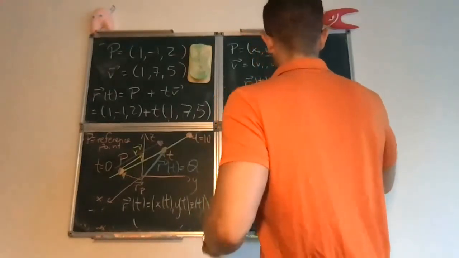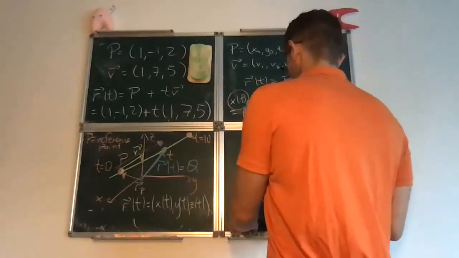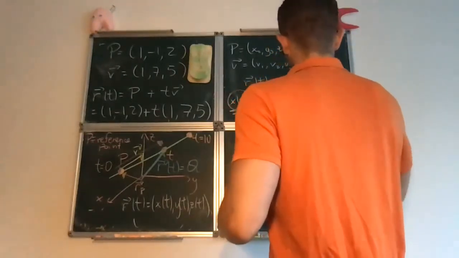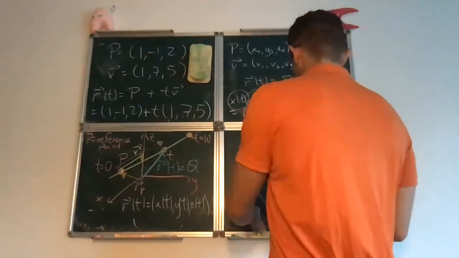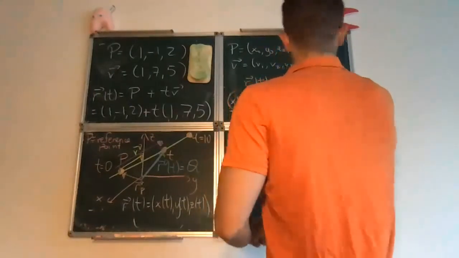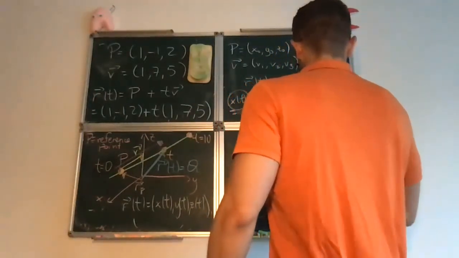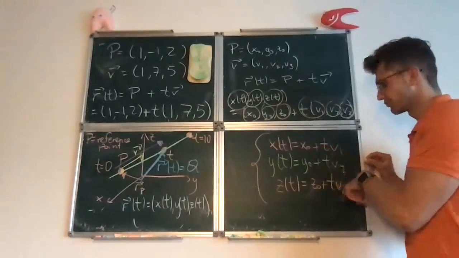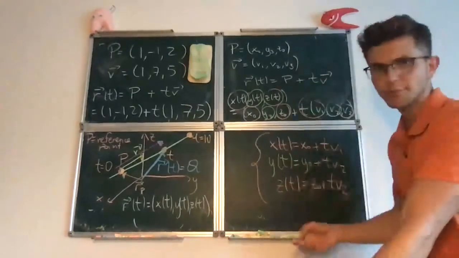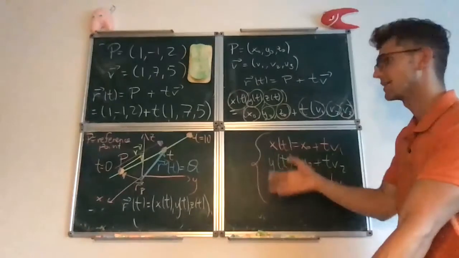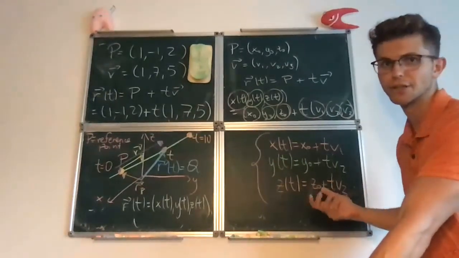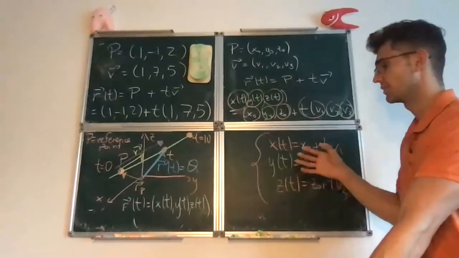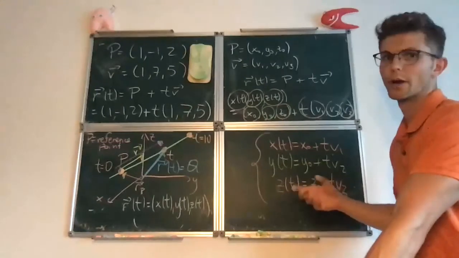Which is x(t) equals x0 plus t v1, y(t) equals y0 plus t v2, and z(t) equals z0 plus t v3. So this looks more like y equals mx plus b. And you see that by writing it this way, every single variable, x, y, and z, is represented in a more symmetric way because they all have the same structure in the formula. That's the advantage of writing things in terms of t, and not just substituting, writing everything in terms of x or y or z.